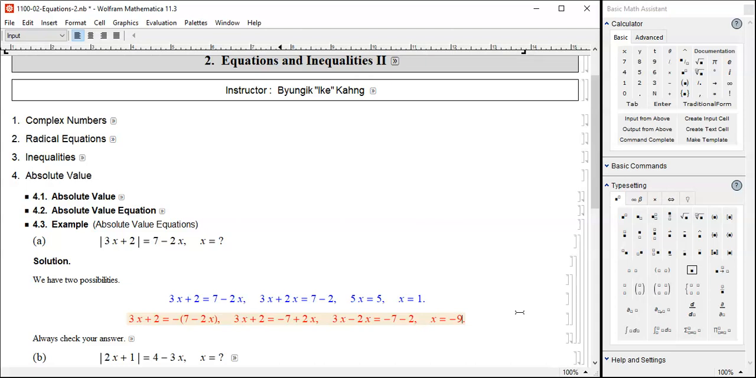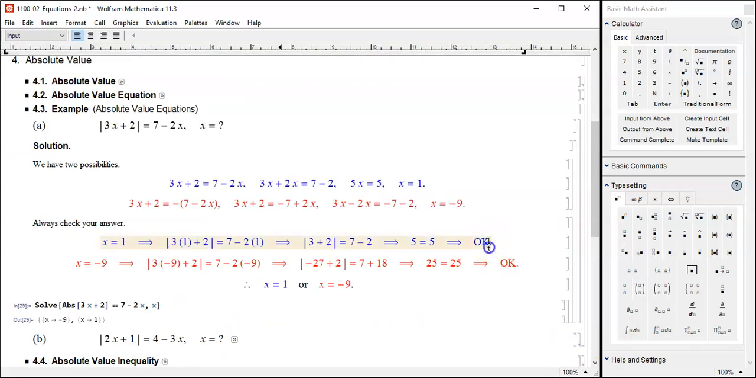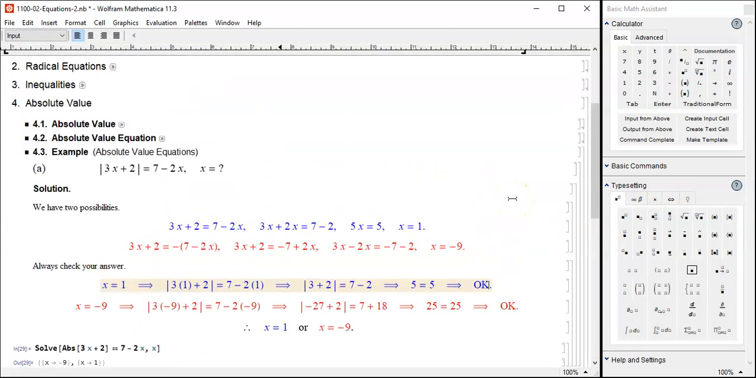We get x equal to -9. We have two equations, plus version, minus version, so we have two solutions. Always check your answer. Check your answer and plug those in, and it works out fine. Plug in 1. We have 5 inside the absolute value, and then the right hand side is 7 minus 2, works out fine. Plug in -9, works out fine. 25 equals 25.